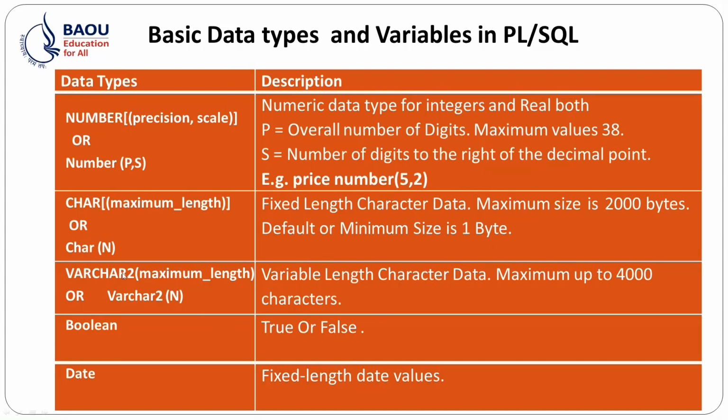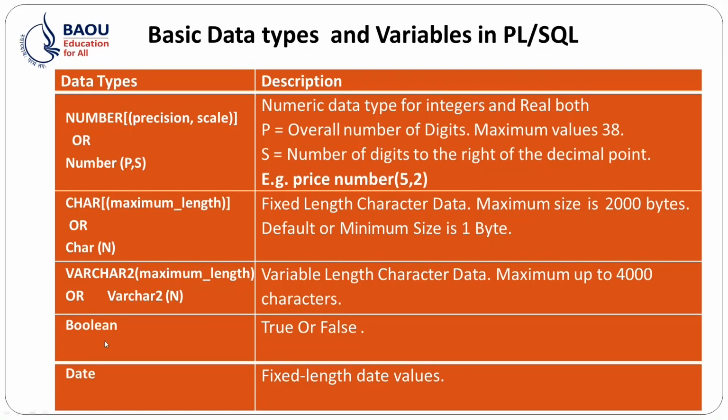Now varchar2, with the length, the number of characters, in brackets. We can use the varchar2 data type to store variable length character data. The varchar2 data type takes a required parameter that specifies the maximum length up to 4000 bytes. So the maximum we can store is up to 4000 characters.